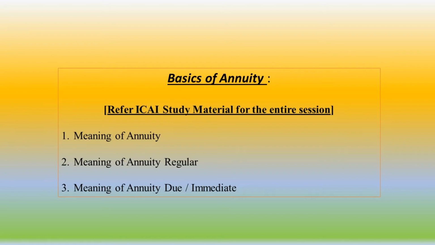Now, in annuity, there are broadly two different types of annuity. One is called annuity regular and the other is called annuity due or annuity immediate. Do not forget that annuity involves nothing but interest calculations. Now, what is an annuity regular and what is an annuity due or annuity immediate?